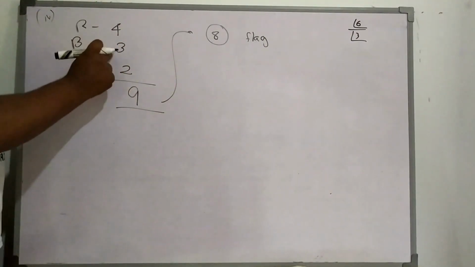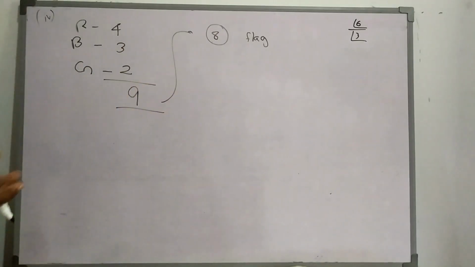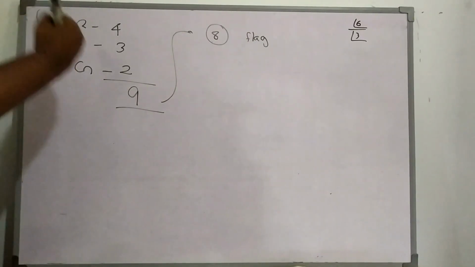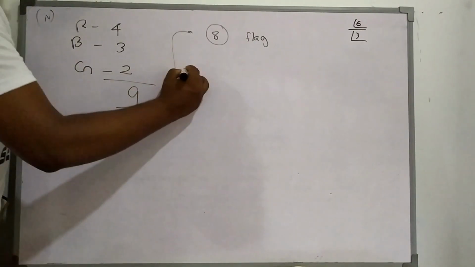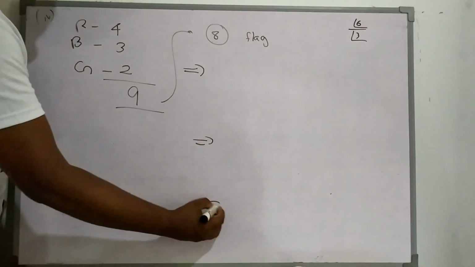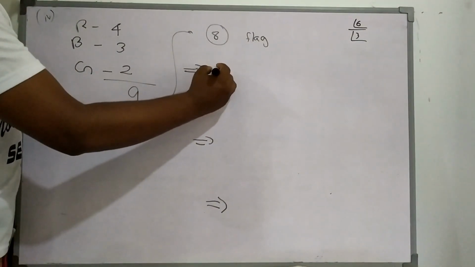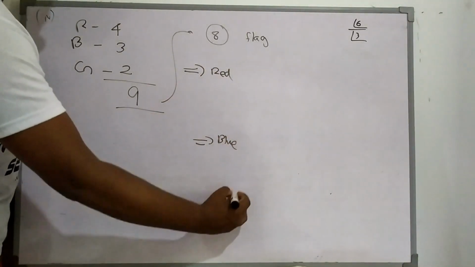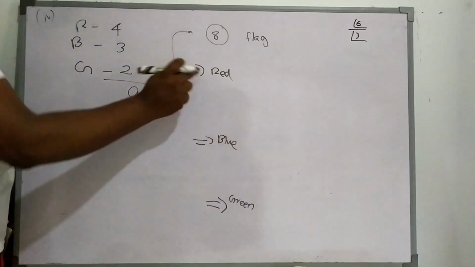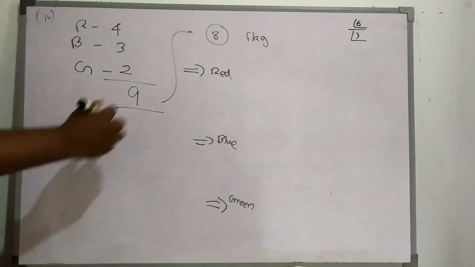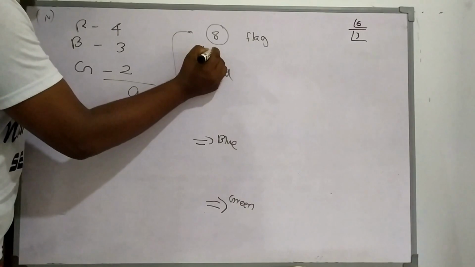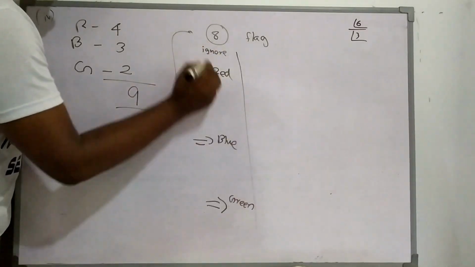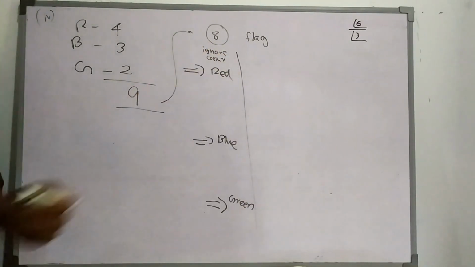The thing is which flag should be removed, right? It can be red, it can be blue, it can be green. So we have to write one by one, right? Removing red, removing blue, removing green. So the red one is removed, the blue one is removed, and the green one is removed separately. Okay, so when we are removing, this is the ignored color, right?